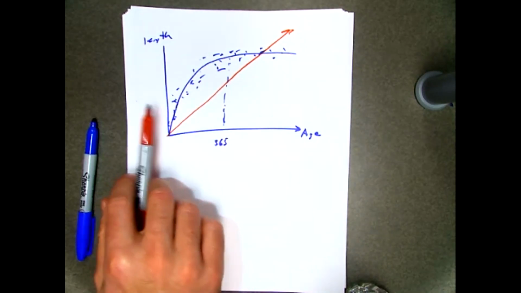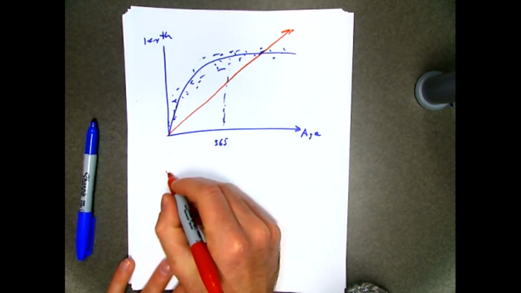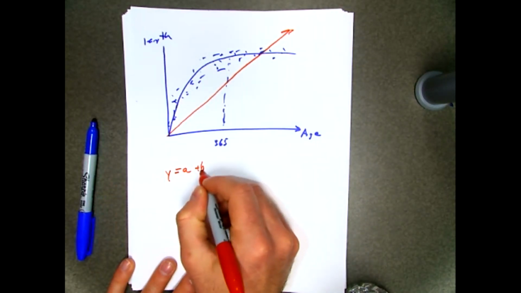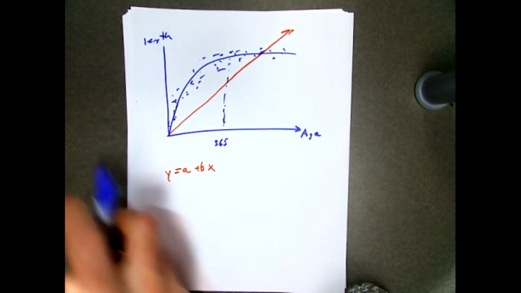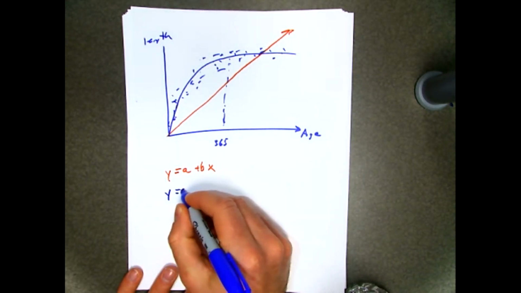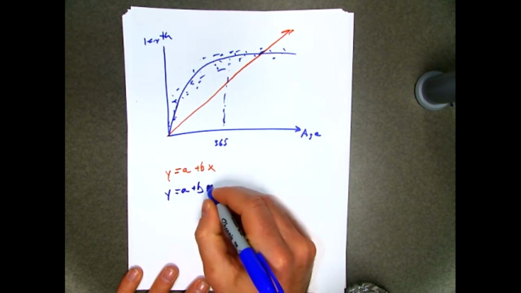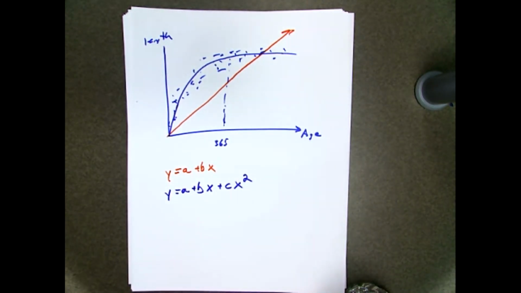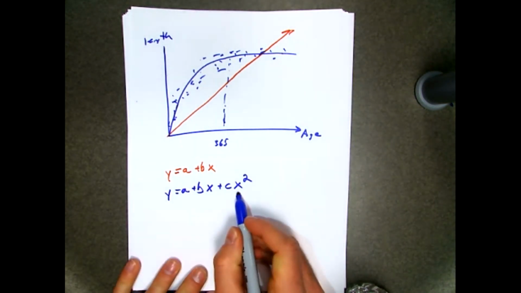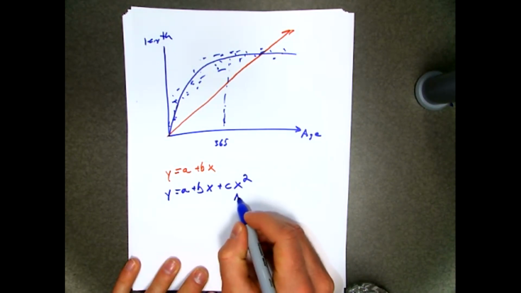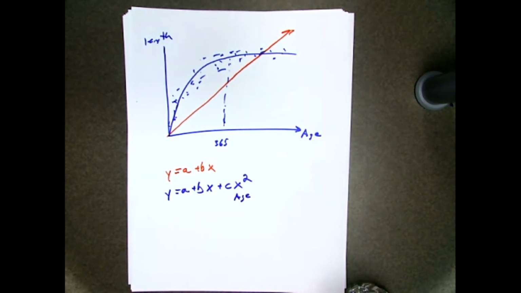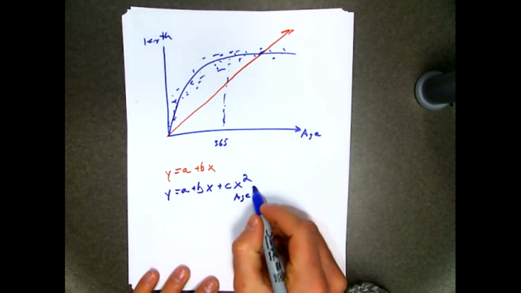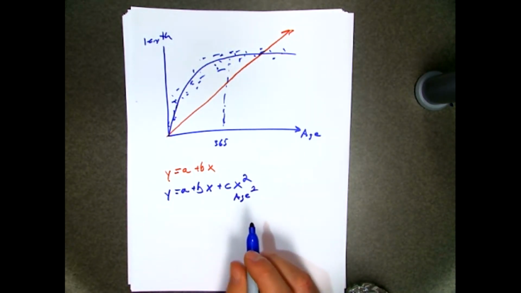Some curvature here. So instead of thinking about a relationship like this, what we're now going to allow is for a relationship like this. Right? We're going to include a quadratic term where for us, our x variable, this would be age. So we'll throw in this additional control variable, which is age squared.